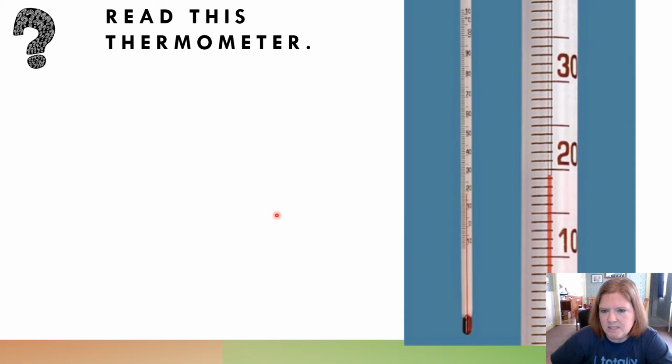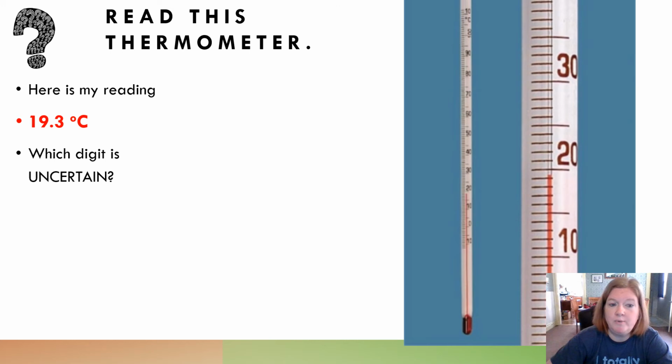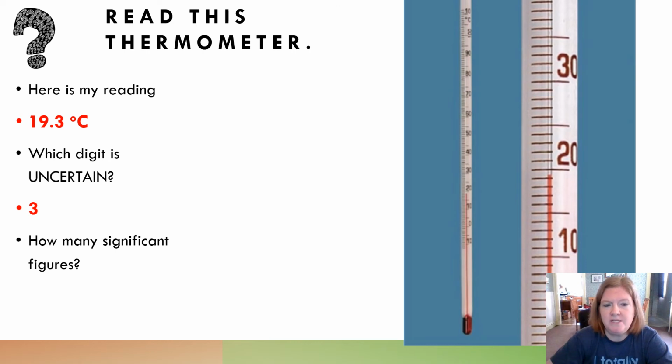Let's read this thermometer. So 10 up through, so 15, 16, 17, 18. So 19.6 something. I say 19.3, but which digit is uncertain? That 3, because someone else might have said 0.2 or 0.4. How many significant figures? No zeros. They're all significant, so I have 3 significant figures.